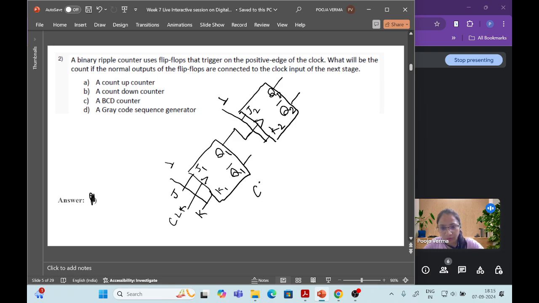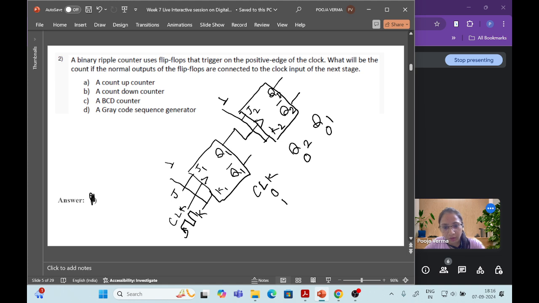when the clock pulse comes, since it is triggered on the positive edge of the clock, that means when the clock goes from 0 to 1, that will be a positive edge. Then we need to see the output, what it will count. Initially all the counters are in the position 0 0, right?